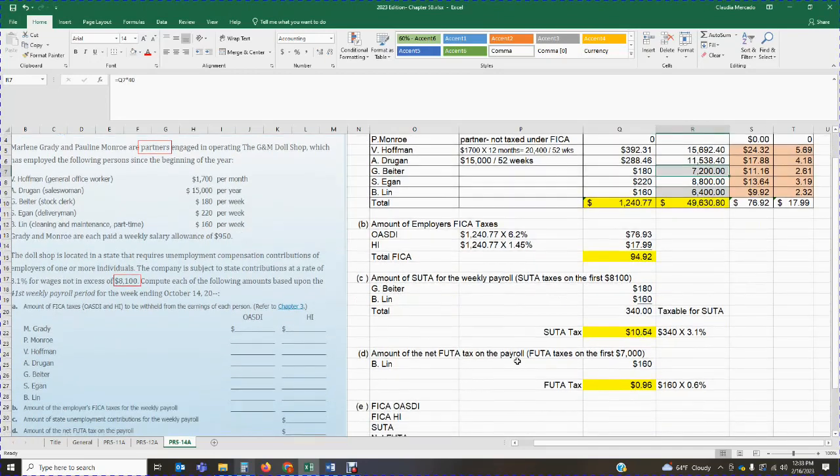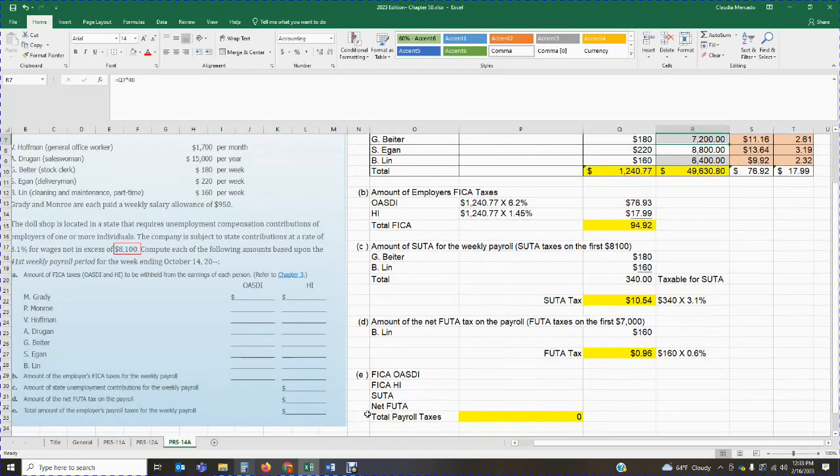Okay, for FUTA, my cap is $7,000. We need to look and identify, have any of my employees gone over it. All of my employees have gone over $7,000 except Lynn. So we still have to pay FUTA taxes on Lynn on the $160 that he made this week.